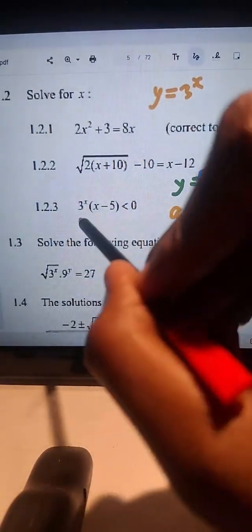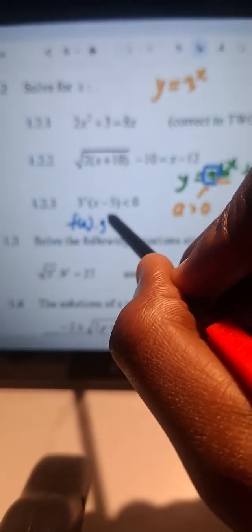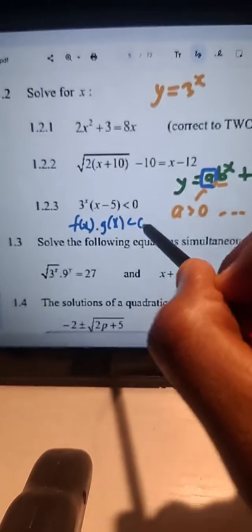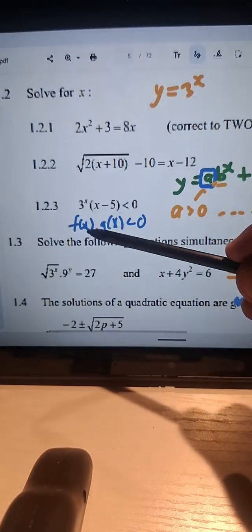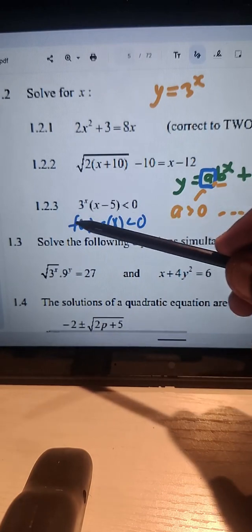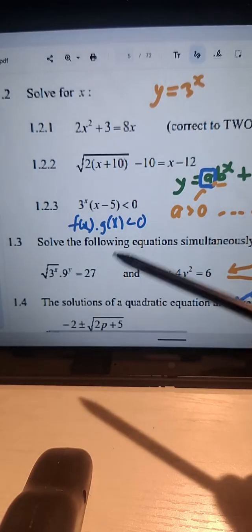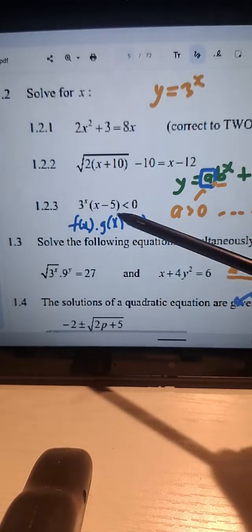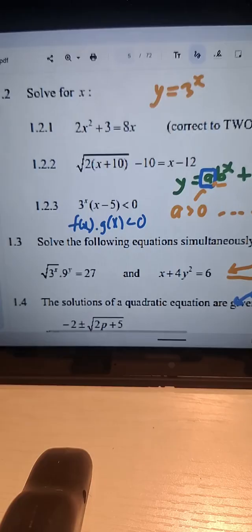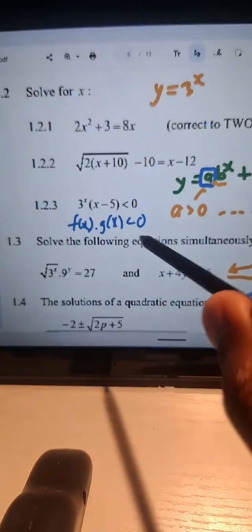This is no different from those typical questions you usually get for functions where they say f of x times g of x less than 0. This is an exponential function, 3 to the power x. So we would say f of x times, this is a linear function, an increasing straight line, g of x. So what do we typically look for here for the product of two functions less than 0?